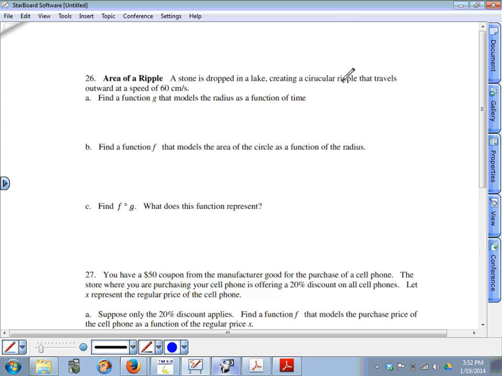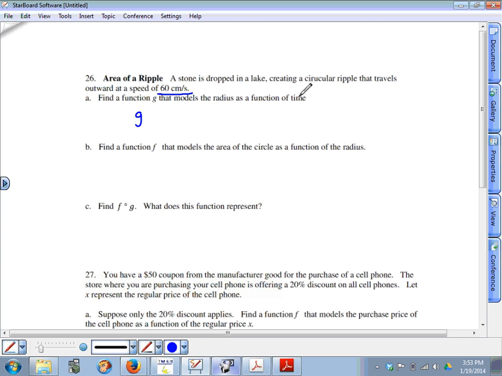So for 26, a stone is dropped in a lake, creating a circular ripple that travels outward at a speed of 60 centimeters per second. Now this quantity here, 60 centimeters per second, we need to be clear on what that's describing. That's how quickly the circle is expanding, and in particular that's describing how quickly the radius is expanding. This is not a quantity that's describing the area or the circumference. This is how quickly the radius or the diameter would be expanding. So a function g that models the radius as a function of time.